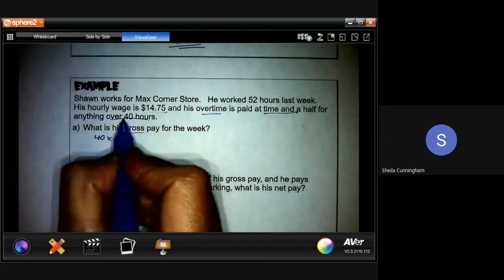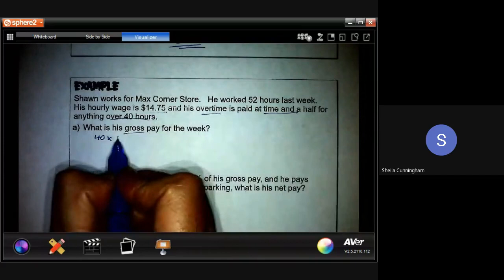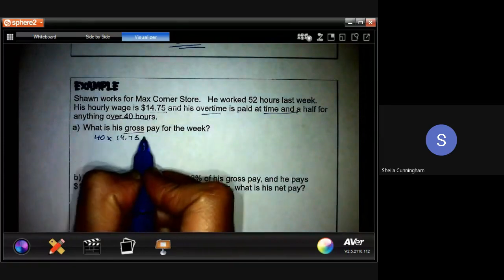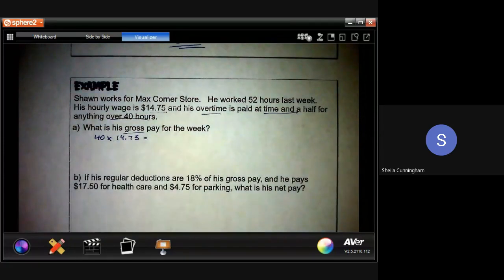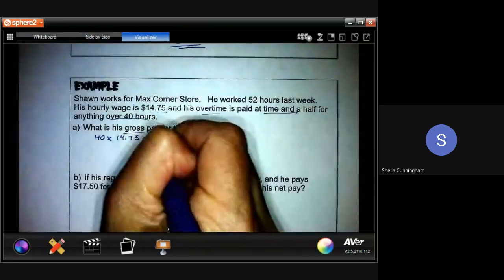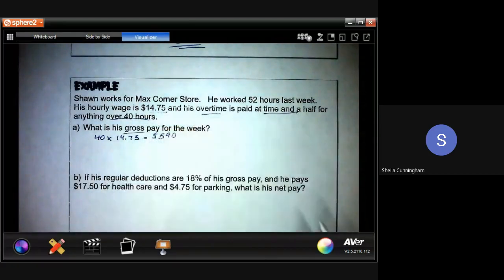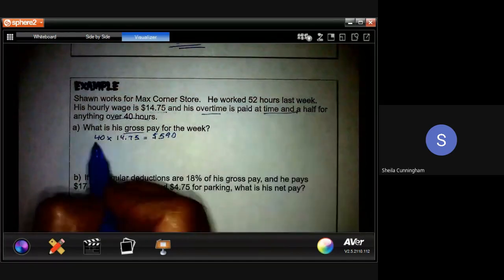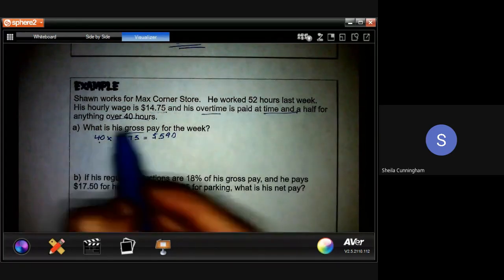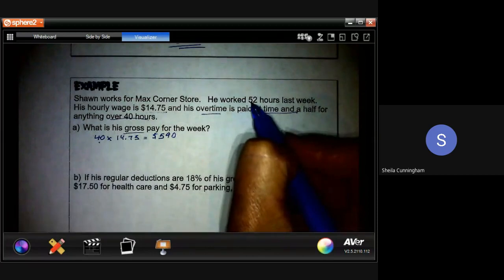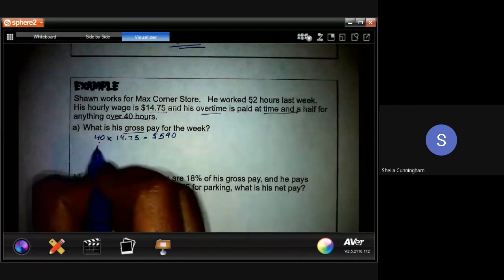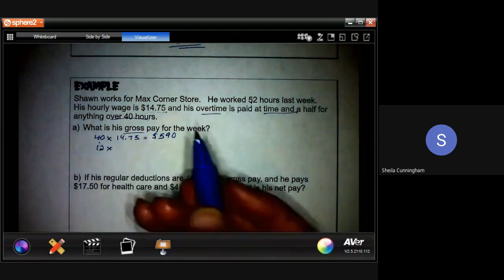So his regular pay of 40 hours is at $14.75. So we take those 40 hours times the $14.75, and we get that he makes $590 for the 40 hours that he's working. Problem is, he's worked over and above 40 hours. He's worked an extra 12 hours.